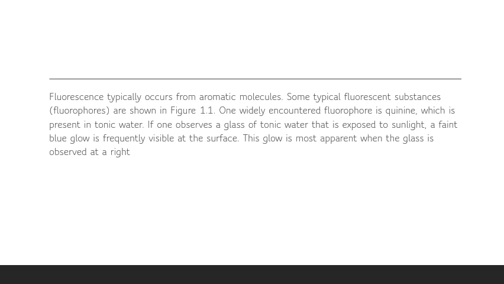It is also an interesting fact that fluorescence typically occurs from aromatic molecules. Some typical fluorescent substances are shown here. A widely encountered fluorophore is quinine. Quinine is present in tonic water. If one observes a glass of tonic water that is exposed to sunlight, a faint blue glow is visible. This is due to fluorescence. This glow is more apparent when the glass is observed at night. There are many drugs that can show fluorescent behavior when exposed to sunlight.